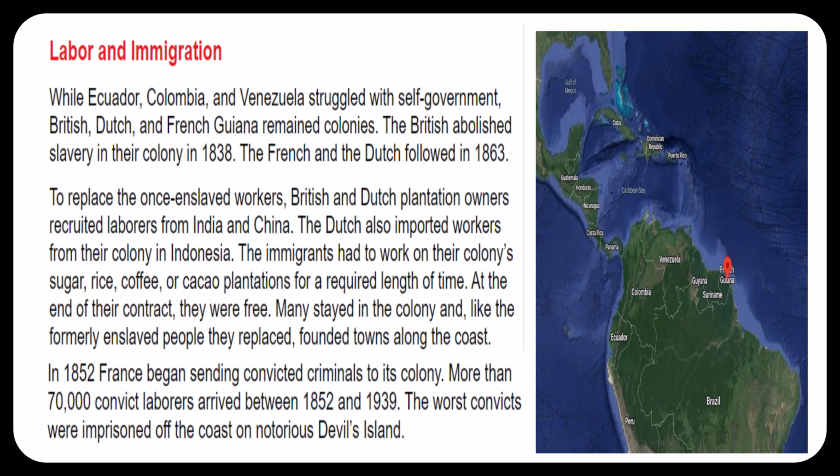Question 11. How did the British and the Dutch get workers to work on the plantations in South America once slavery had been abolished? Well, they recruited workers from India and China, and then also the Dutch imported workers from Indonesia.